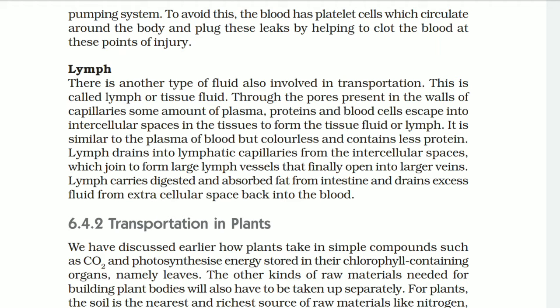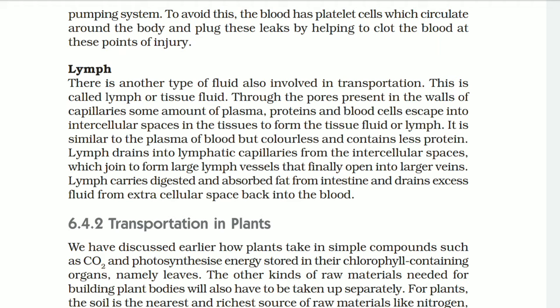Lymph drains into lymphatic capillaries from the intercellular space, which join to form a large lymph vessel that finally opens into the larger veins. Lymph carries digested and absorbed fat from the intestine and drains excess fluid from the extracellular space back into the blood. That is the function of the lymph.